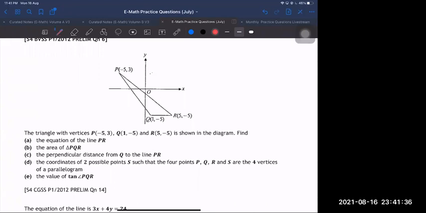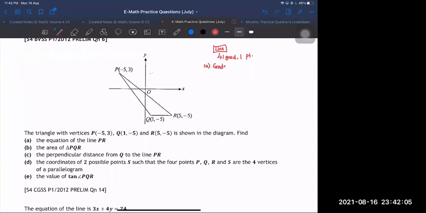The triangle with vertices P, Q, and R is shown in the diagram. You need to find the equation of the line PR. Whenever you're looking for a line, this is the thing that I always write down: 1 gradient, 1 point. You will always need 1 gradient and 1 point in order to find the equation of a line. So let's first find this gradient.